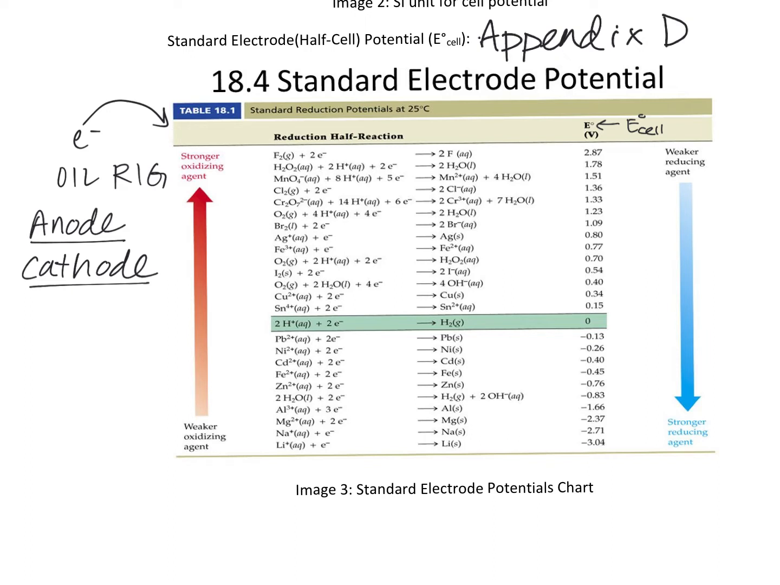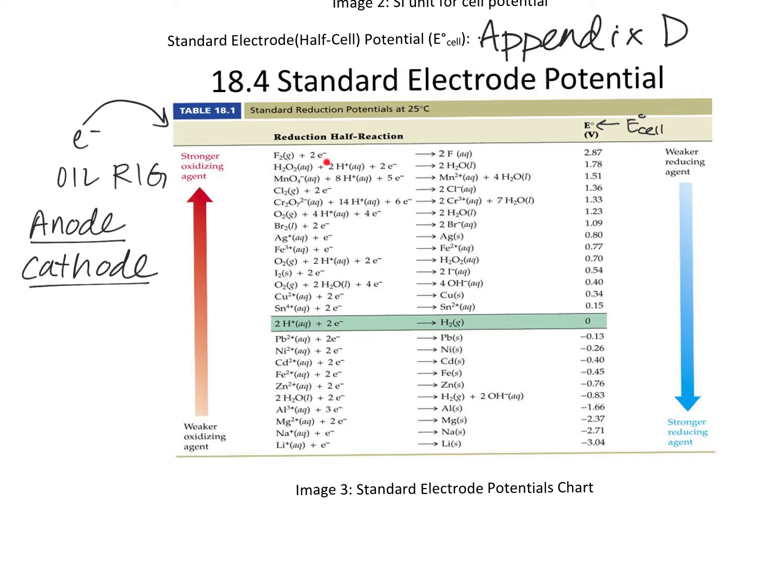These half reactions are compared to the reduction potential of hydrogen. This is what's called your reference electrode. So 2 hydrogen ions, this is an acid, right? H+ ions, plus 2 electrons to make hydrogen gas is said by convention to have a standard reduction potential of 0. So it's basically just our reference point. We're saying if we're comparing everything to hydrogen, how does everything compare to hydrogen?